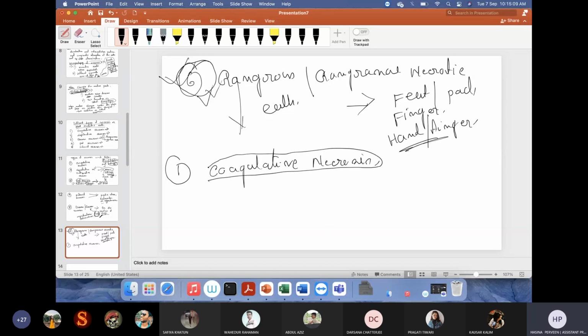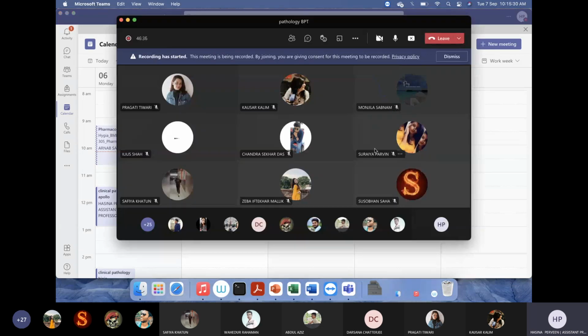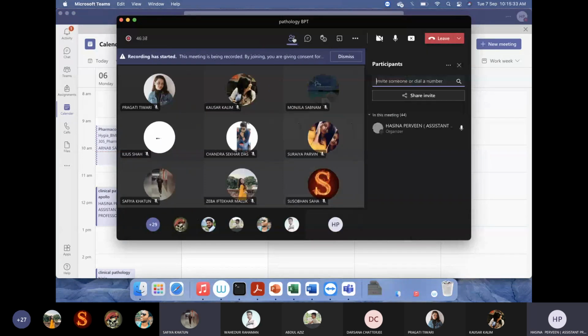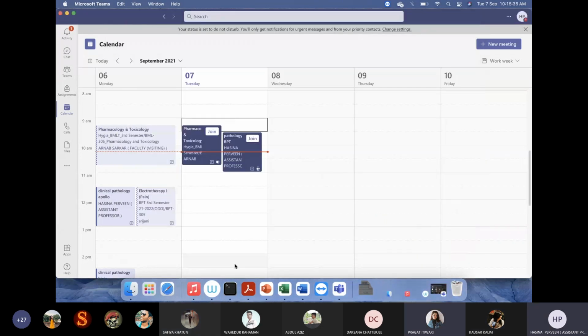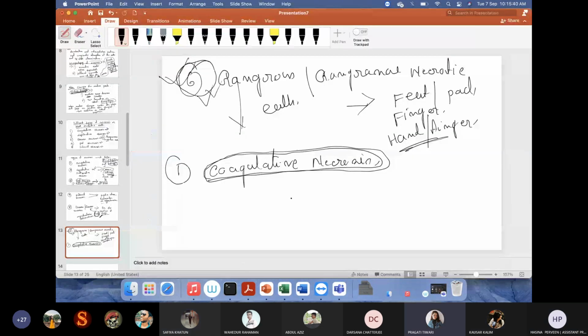So where does this coagulative necrosis occur? Where do these coagulative necrosis cells form in our body? Can you hear me? Yes, ma'am. Yes, ma'am. But ma'am, the common organs are, ma'am, kidney. Yes.